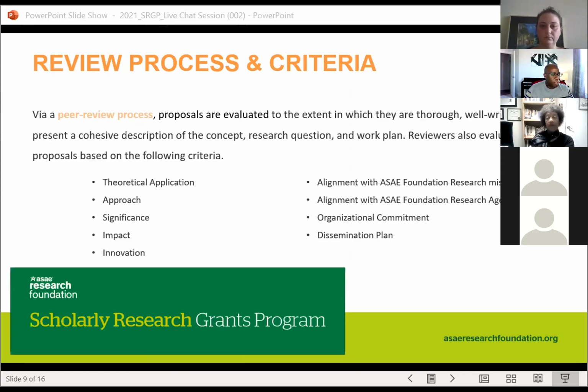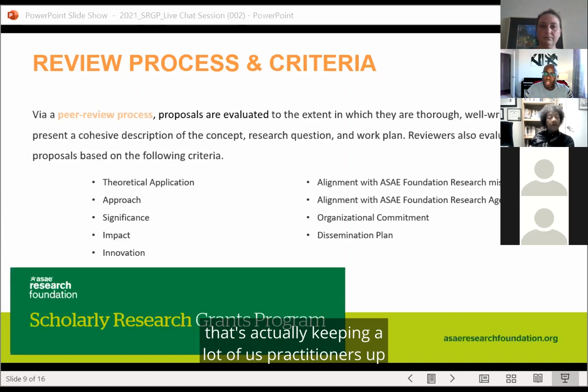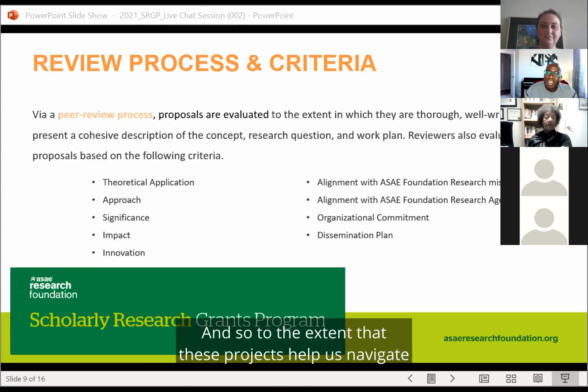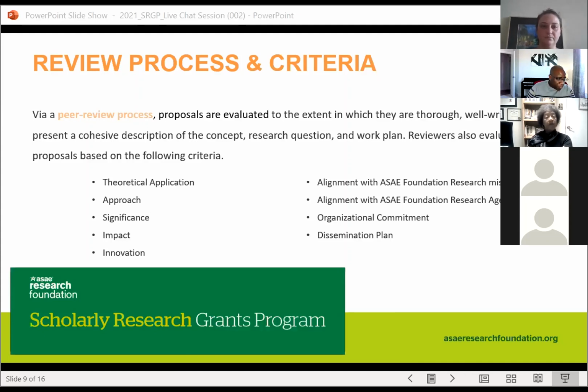Significance. Is the project addressing a problem that's keeping a lot of us practitioners up at night? This is something we are very, very particular about, those of us who run associations, because we want lots of help. To the extent that these projects help us navigate the difficult world of running an organization from day to day, that's going to be something we look at very closely.